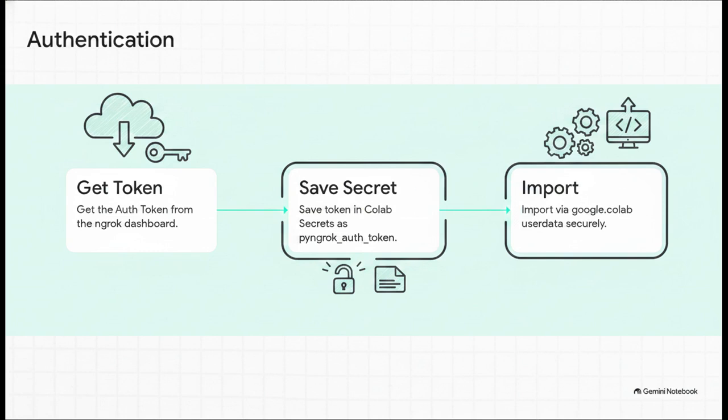First, you grab your free auth token from the ngrok dashboard. Then you save that token right in the Colab Secrets tab. It looks like a little key icon. And save it under a name like pyngrok_auth_token. Finally, we safely import it into our code via the google.colab userdata module. Your code works flawlessly, but your key stays totally invisible.